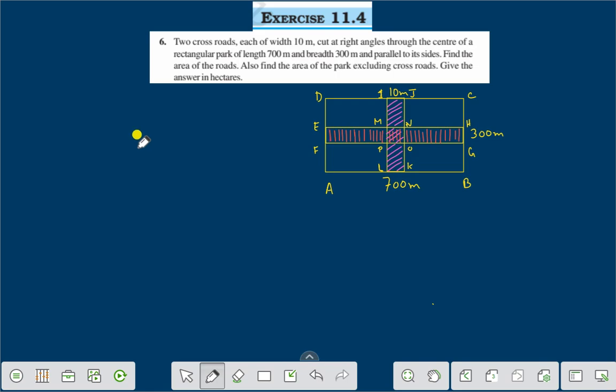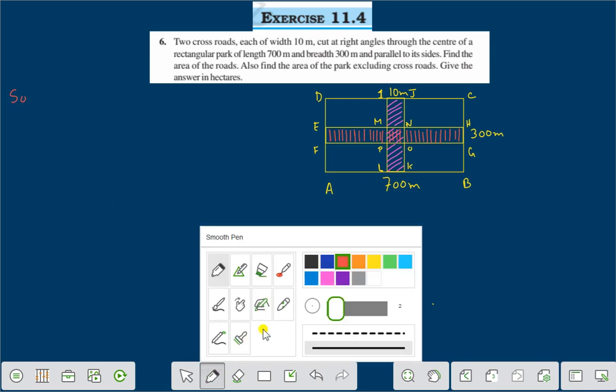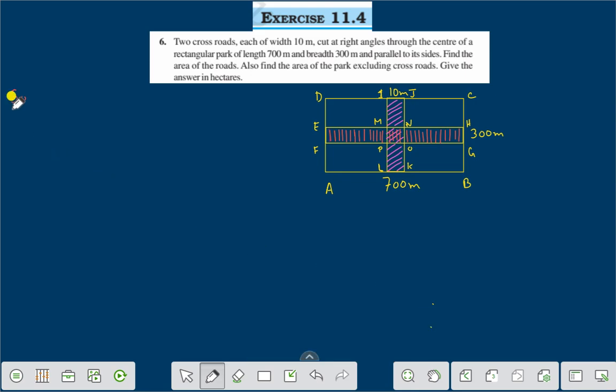Now first of all, what you have to do, you have to find the area of the roads. First of all, you find the area of the roads. Let us first find the area of the roads. How to find the area of the roads? We are finding the area of the roads.